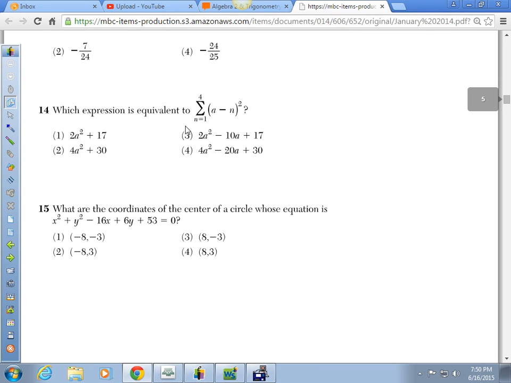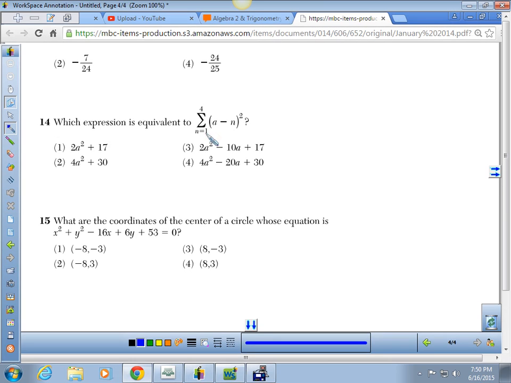What do we call this? Sigma, and what does it represent? Summations. We're going to be adding things together. Okay? And what I'm going to do is I'm going to first replace n with what? First going to replace n with 1.